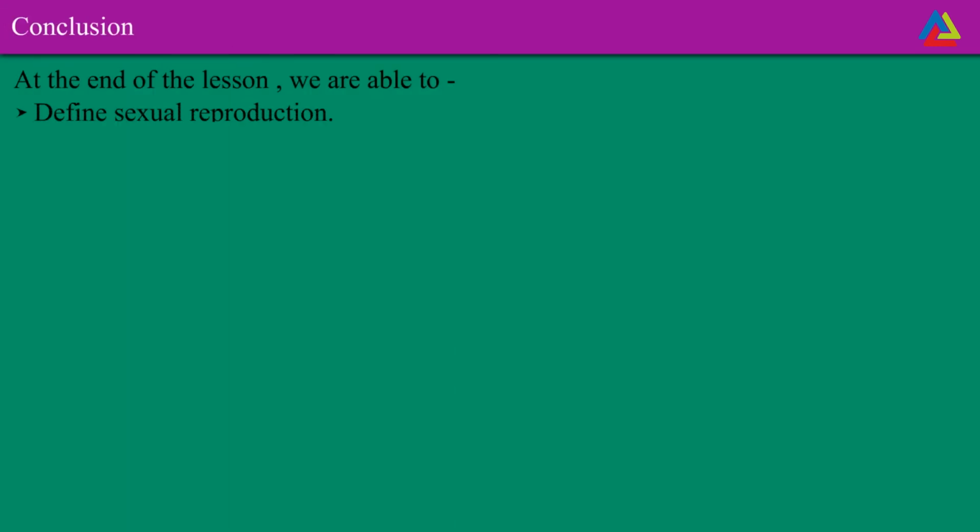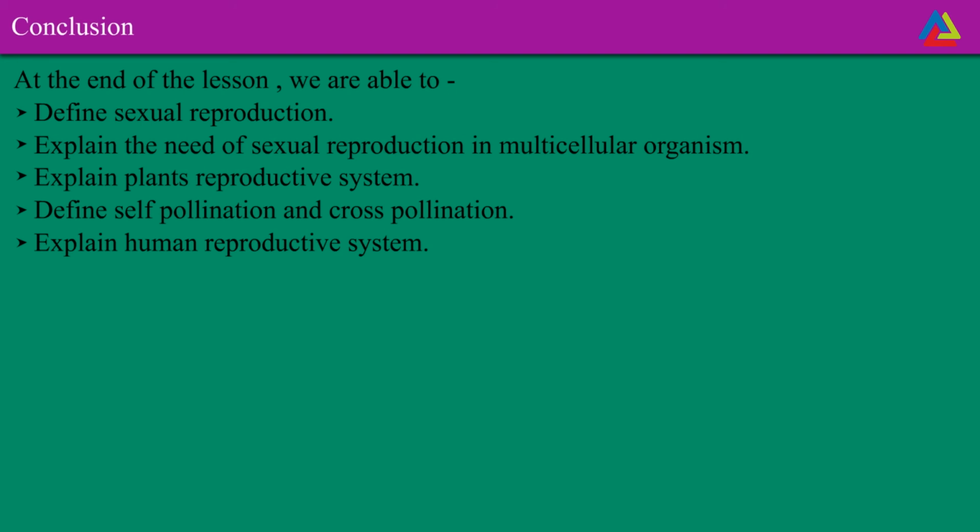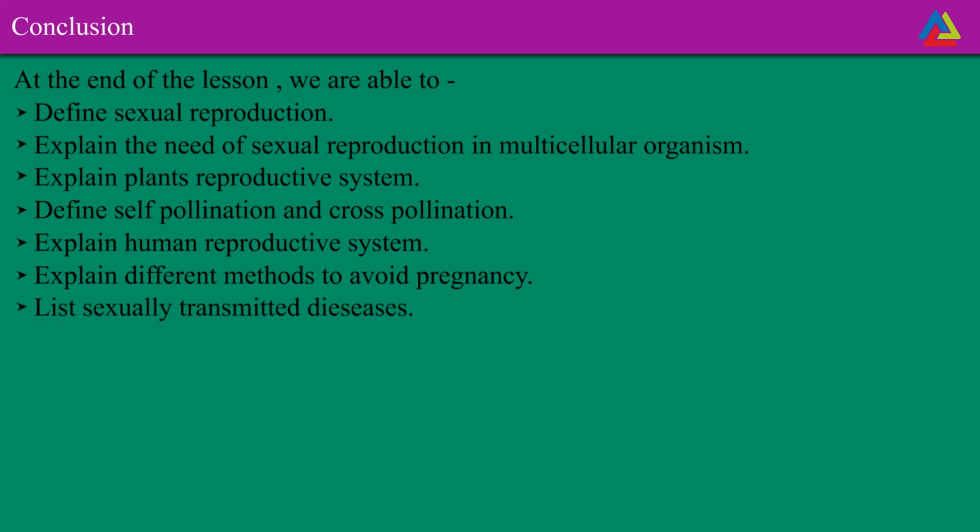Able to define sexual reproduction. Explain the need of sexual reproduction in multicellular organisms. Explain plant reproductive system. Define self-pollination and cross-pollination. Explain human reproductive system. Explain different methods to avoid pregnancy. List sexually transmitted diseases.